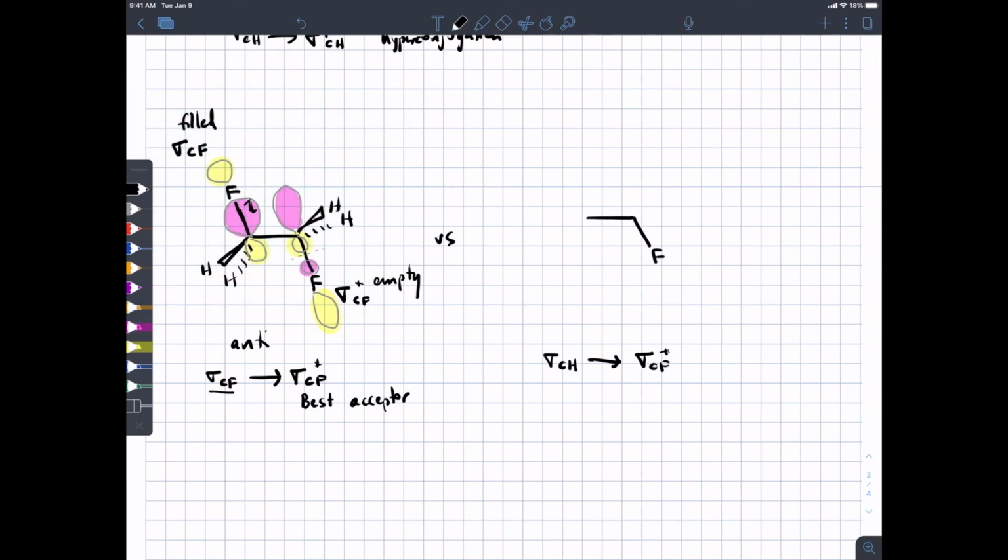Let's leave the carbon-fluorine bond over here in that place, and let's continue to draw that carbon-fluorine sigma star right there. But instead of having the carbon-fluorine bond being the donor, let's now have the carbon-hydrogen bond being the donor.